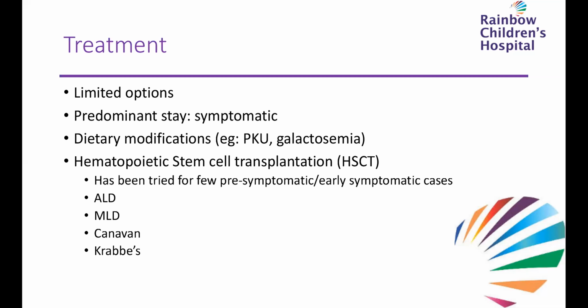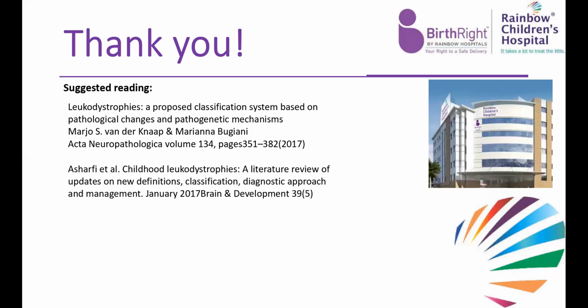Just to touch upon the treatment options. The treatment options are very, very limited at this point of time. The mainstay of treatment is symptomatic management. Dietary modifications may be helpful in a few disorders like phenylketonuria, galactosemia. Hematopoietic stem cell transplantation has been tried for a few pre-symptomatic and early symptomatic cases, especially for ALD and Krabbe's. Now it is being tried. Other disorders where HSCT may be tried are MLD and Canavan's. So with this, I will finish my talk. It is actually a very exhaustive topic, and I have just managed to cover a few of the disorders.